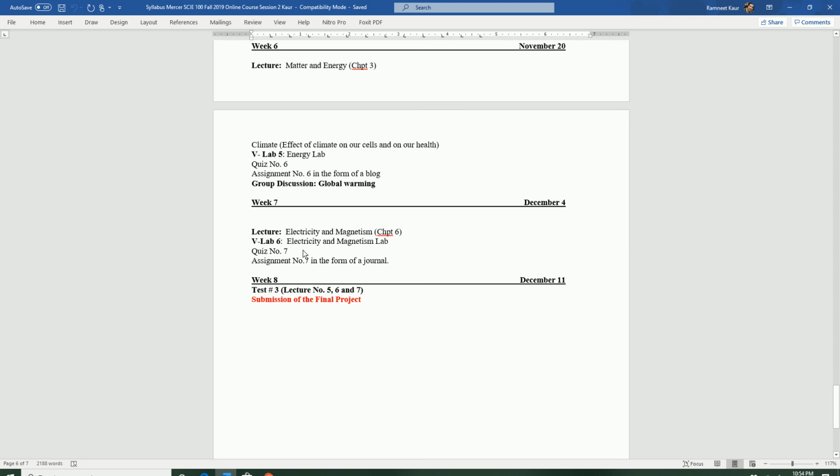Then we will have quiz number 7, and in this week the assignment number 7 is in the form of a journal. The topic for this week is electricity and magnetism. What is the importance of electricity and magnetism in your daily life? You have to write in the form of a journal. Every week I will be giving you instructions also.